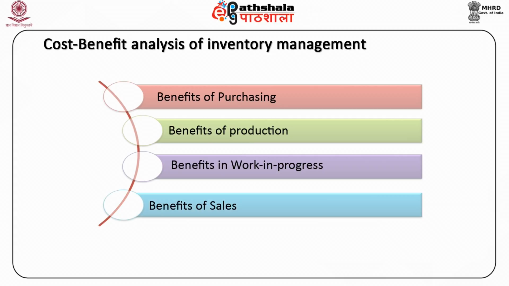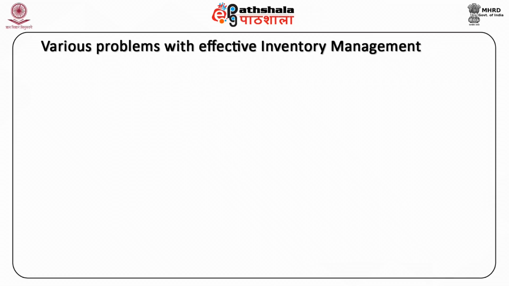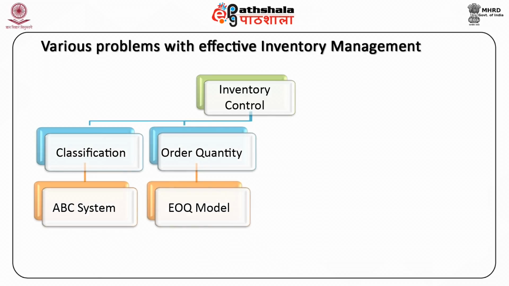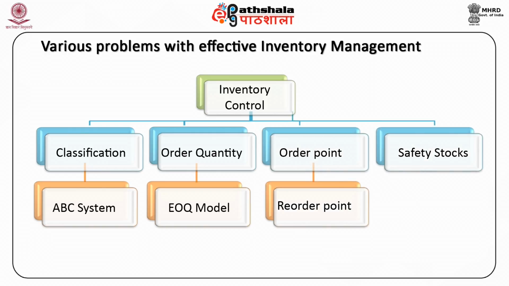Benefits of sales. Inventory forms a link between production and sales. Having sufficient inventory helps the firm meet the customer's demand. It also helps the firm to gain competitive advantage over its rivals. There are various problems and issues that need to be tackled for an effective inventory management. These are classification problem, determining order quantity, order point, and safety stocks. We shall discuss how these problems are taken care of.